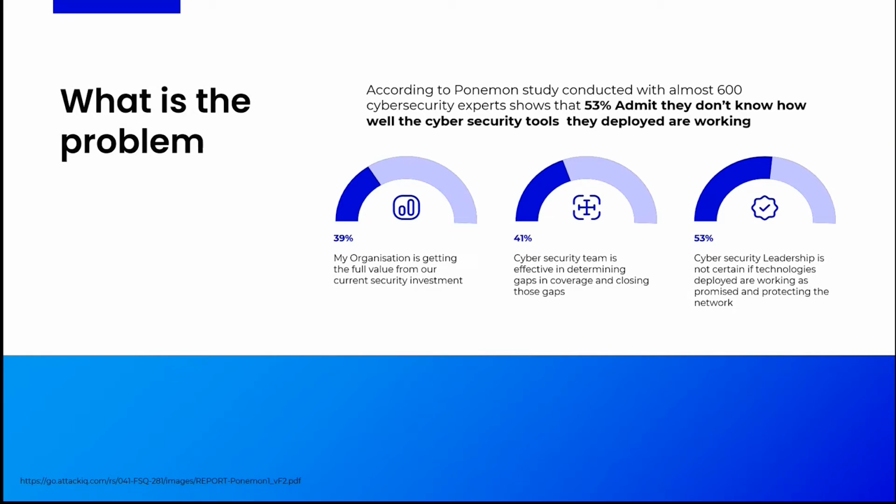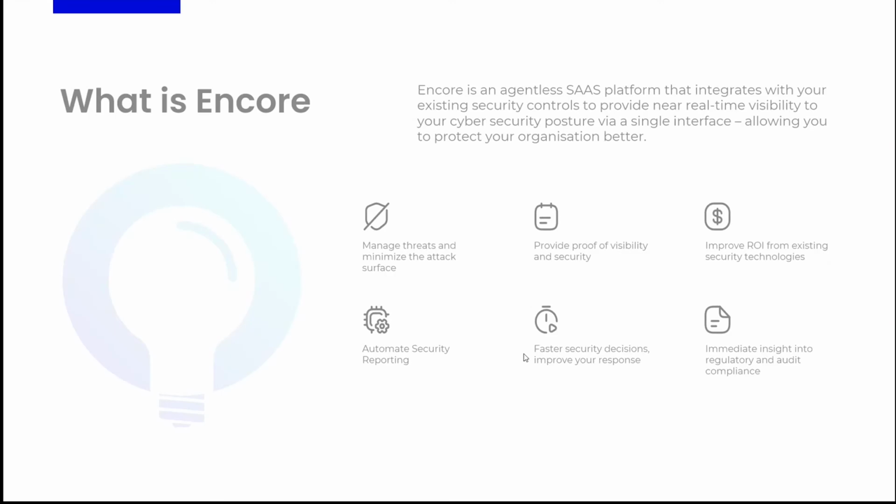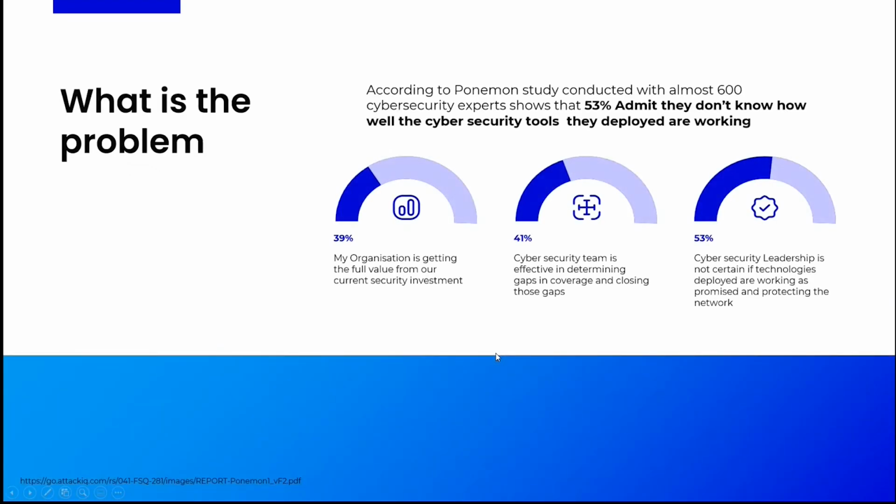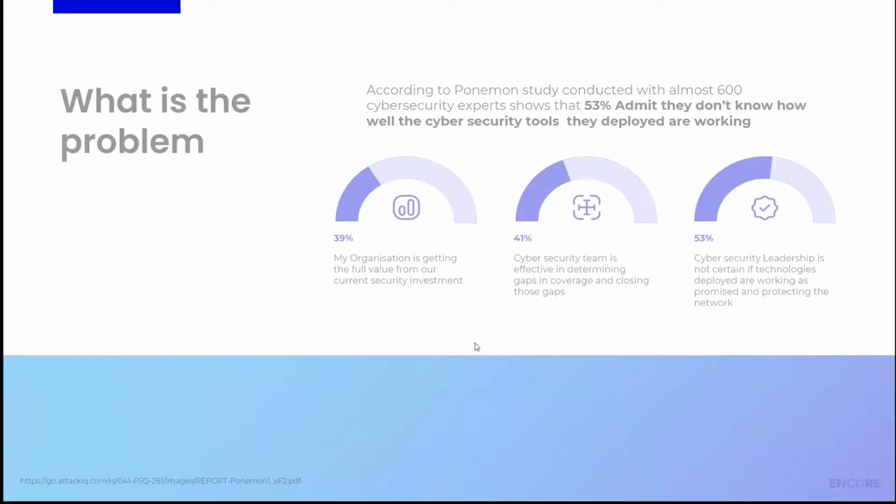This is a survey that was done by Ponemon Institute about 3 years ago, which was looking into that problem. And you can see that 53% of the participants basically admitted that they cannot say how the security tools are being deployed and if they are working correctly. And actually 41% said that they have challenges in determining how effective their security controls are and how they can identify the gaps around it.